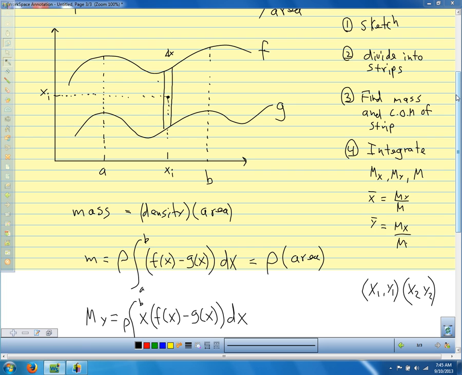So in general, when we have a planar lamina center of mass problem, we want to sketch the region and divide it into strips. The direction that you divide it depends on your functions. I prefer to divide it vertically because we usually have our functions y equals f of x. Draw the little representative rectangle. You can even draw the little dot at the center to remind you that you're looking at the center of that little rectangle. And then we integrate over our region using these integrals to find x bar, y bar, and the mass.